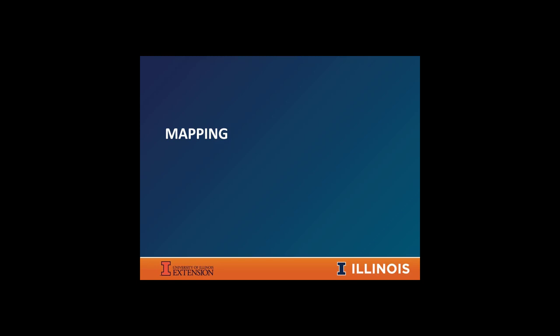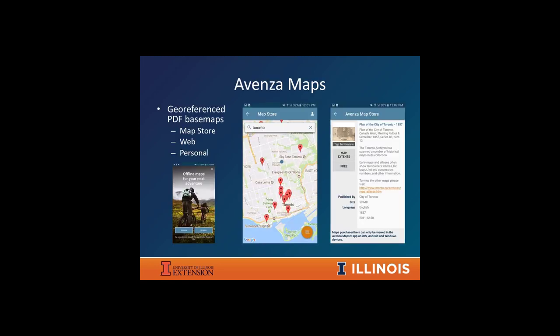So I'm just going to go over a few more specific to mapping. The first one up is Avenza Maps, and I've just been seeing a lot more people make use of this application, professionals and lay people alike. It makes use of geo-referenced PDF files. So you can acquire these PDF files from any number of sources. The app itself has its own map store. It has a whole variety of base maps that you can use from the map store. Some are free, some cost a few dollars for some specific base maps.